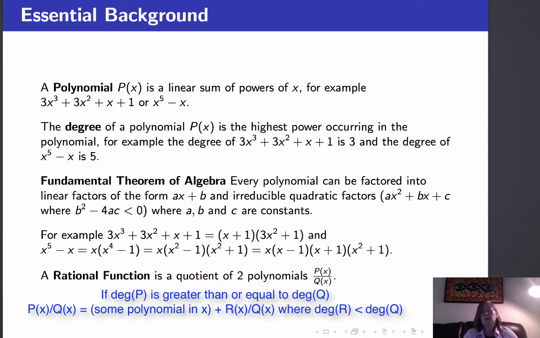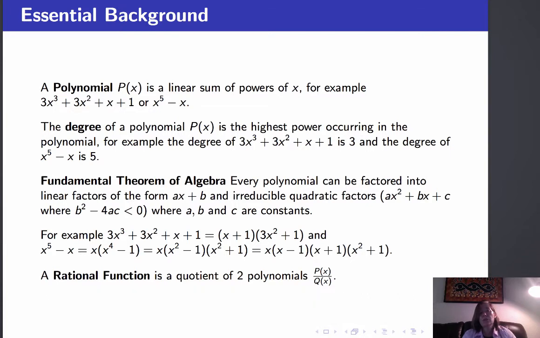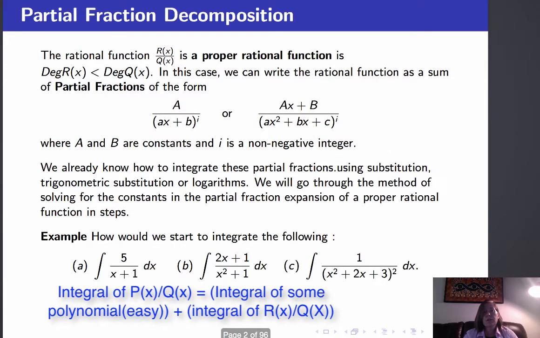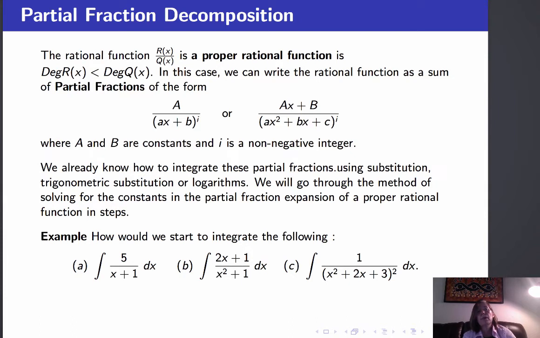So if I wanted to integrate this rational function, I would have to integrate a polynomial plus something called a proper rational function. A proper rational function is a rational function of the form r of x over q of x, where those are both polynomials, and the degree of r of x is less than the degree of q of x. Since every rational function is a polynomial plus one of these, and we already know how to integrate polynomials, we'll just concentrate on how to integrate these proper rational functions.